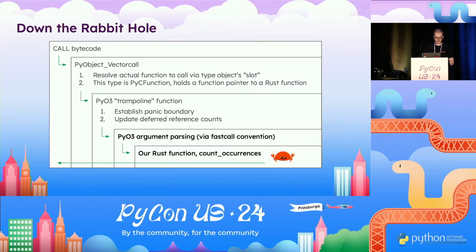To recap, we looked at the call bytecode. From the implementation, we found PyObject vector call, which eventually stepped through a function pointer into PyO3's trampoline, which set up important safety invariants for us. With those in place, we got on with the argument passing of the fast call arguments. And then the final step was to make a fairly trivial looking function call right at the end.